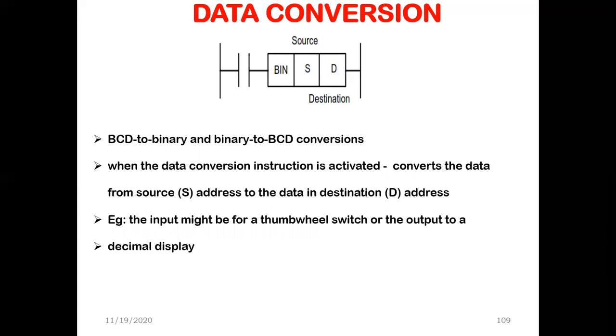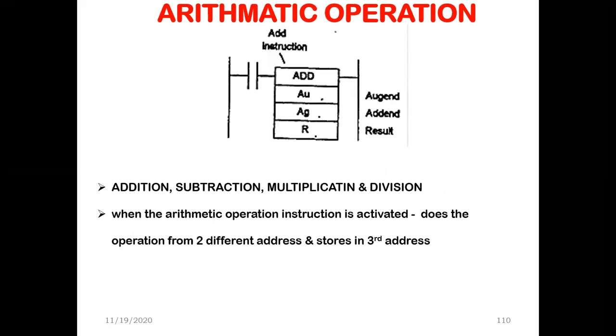Data conversion, BCD to binary, binary to BCD conversion. When the data conversion instruction is activated, it converts the data from the source address to the destination address. The input might be from a thumbwheel switch, or an output to a decimal display.